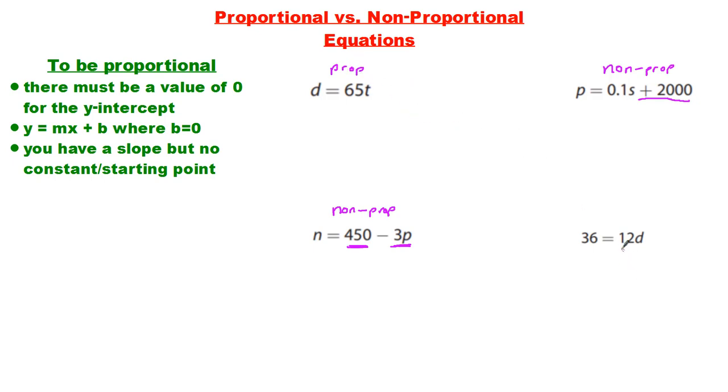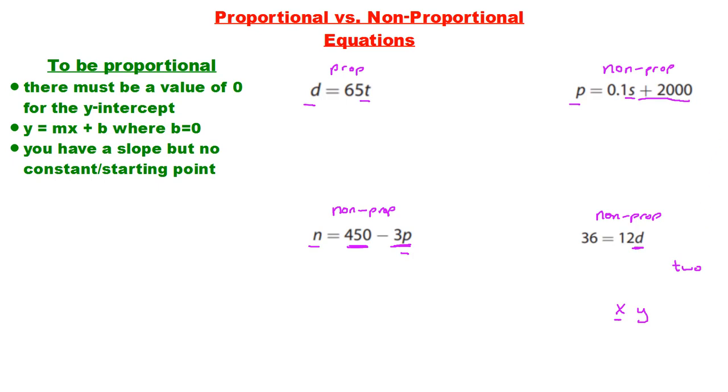Okay? Now this one, you might want to say that it's proportional, but I need two variables. So you see over here how you have S and then you have P, and then here you have T, then D, and then you have N, then P. These are basically your X and your Y values. Here, I only basically have an X value. I have no Y value. So this is also going to be non-proportional.